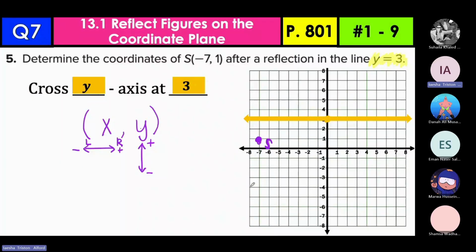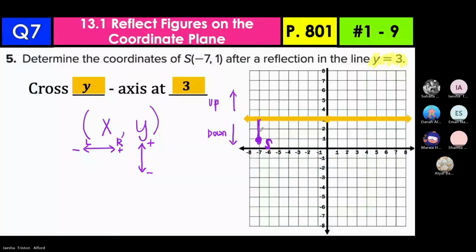Now we need to figure out where is S prime. S is down from the line. So if we're going to reflect it, we need to move up. How far down from the line is S? 2. So if we want S prime, we need to go up how many? 2. 1, 2. Put your point. This is called S prime. Then you have to say, where is S prime?